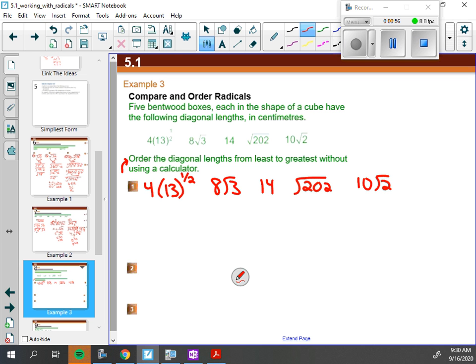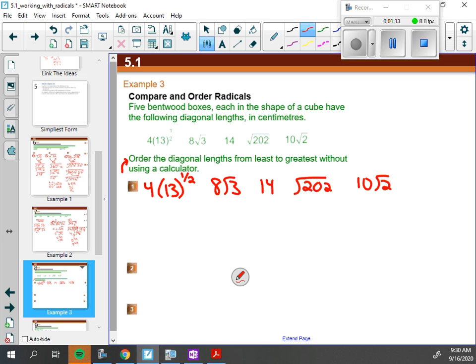So if we can get all of these to be entire radicals, then it's easy to think, would the square root of like 200 be greater than or less than the square root of 100? Well, you know that the higher number is going to have a higher square root. So we're going to try to get them all as entire radicals.